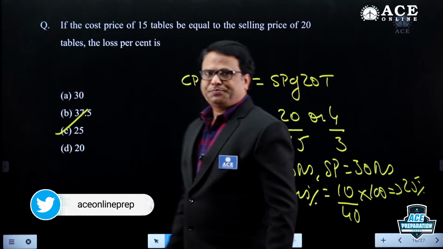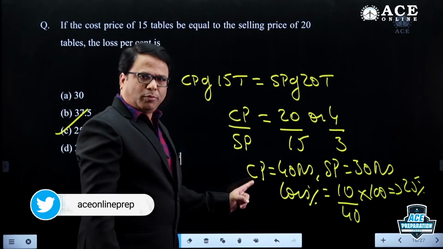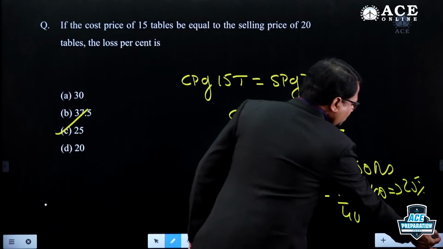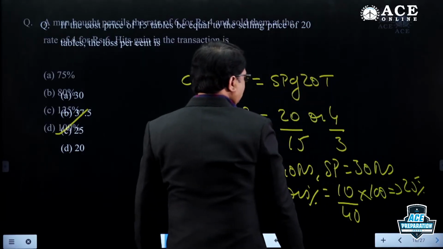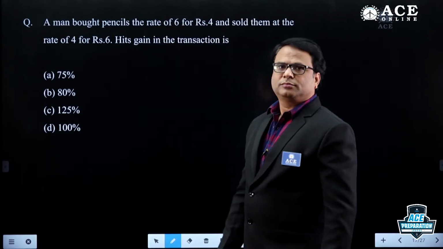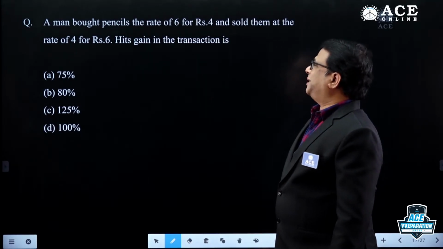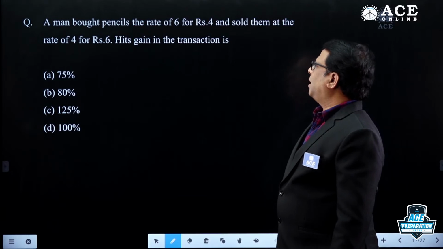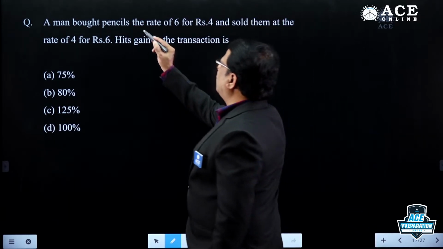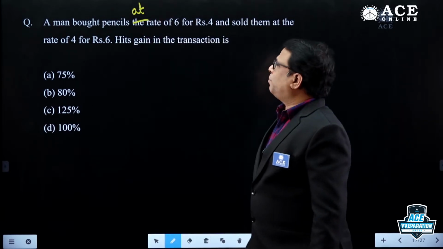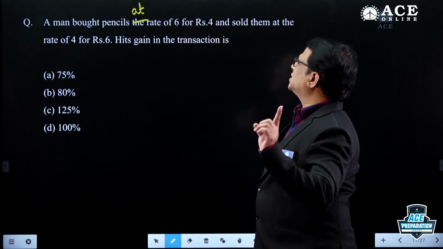So this is the problem. Let us go for the next question. A man bought pencils at the rate of 6 for rupees 4.